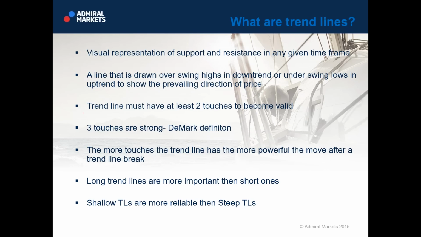Okay, we need to have at least two touches for a trend line to become valid. At least, guys, two touches of a trend line. A trend line is a line that is drawn over swing highs in a downtrend or under swing lows in an uptrend to show the prevailing direction of price. Demark said that three touches are strong. I'm saying that a trend line is valid when you have two touches.